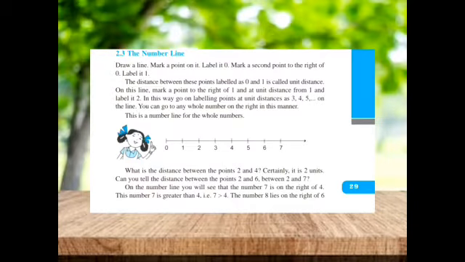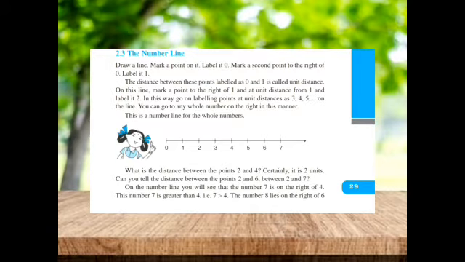What is the distance between the points 2 and 4? Certainly it is 2 units. Can you tell the distance between the points 2 and 6? Between 2 and 7? On the number line, you will see that the number 7 is on the right of 4. This number 7 is greater than 4. That means 7 is greater than 4.